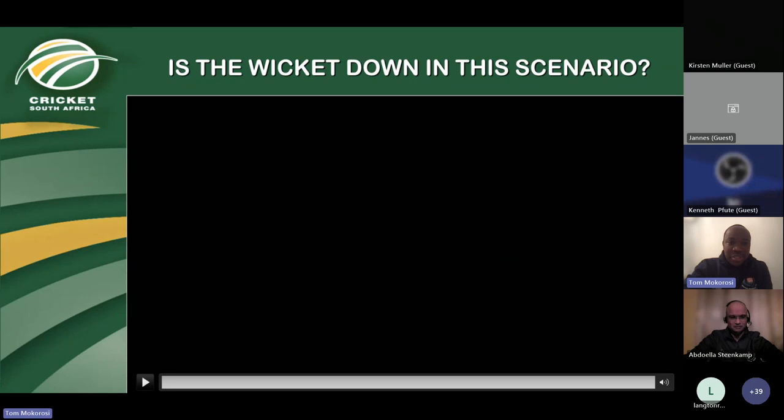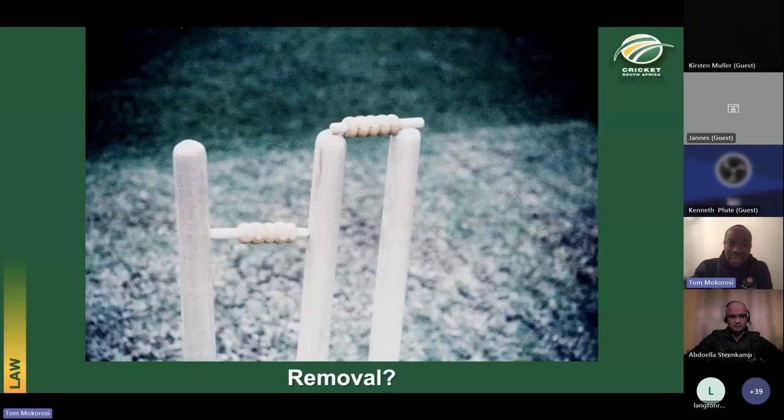And let's assume that same ball was delivered and that same bail was naughty again. But this time it's landed between the two stumps. Off stump and middle stump, or in this occasion, I think we had a left-hand bat, so that would be leg stump and middle stump. Is the wicket broken? Is the batter out? Or is the wicket not broken? Is the batter not out?